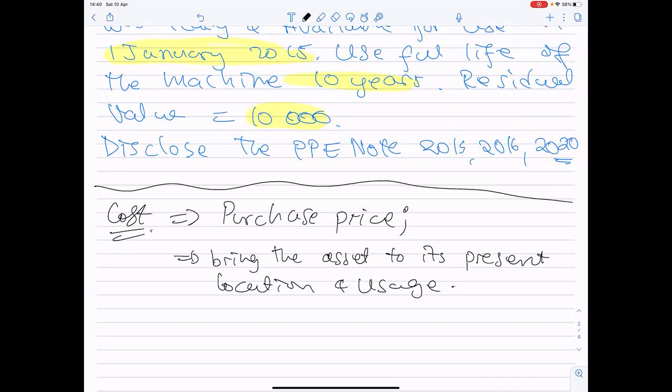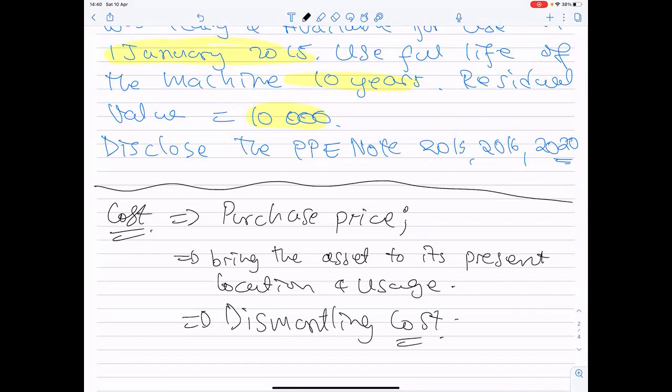So sometimes you know that the assets are going to be installed. So any cost that is going to be incurred by the entity in installing the asset is also going to be included in the cost. Are we together? And also we can look at the dismantling cost.